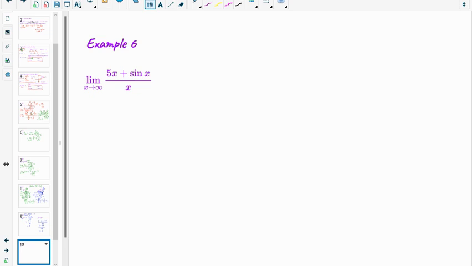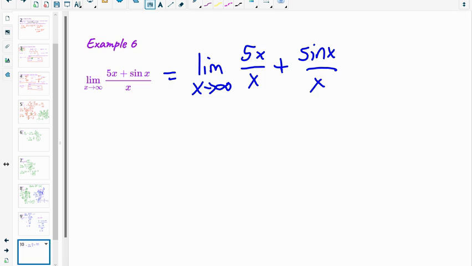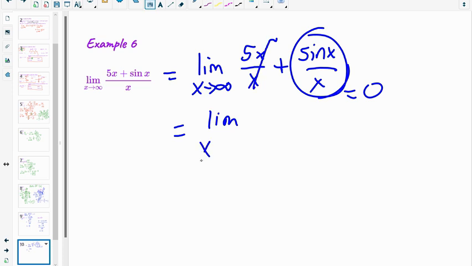Go ahead, pause the video. See if you can attempt this example real quickly, and then we'll go over it. Okay, so the thing I'm going to do to start this problem is split this into 2 fractions. I'm going to get 5x over x plus sine x over x. Now, as we just discussed on the previous page, this whole limit right here is 0. So we just get, and these x's cancel, the limit as x approaches infinity of 5, which the limit of any constant is just 5, and we're done.